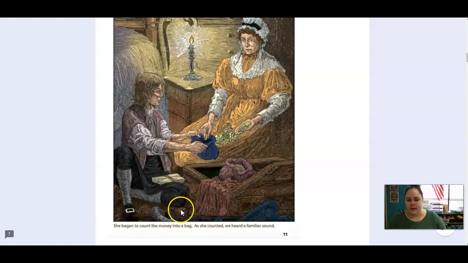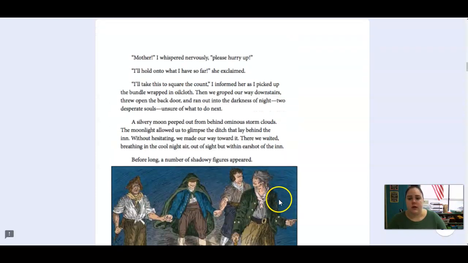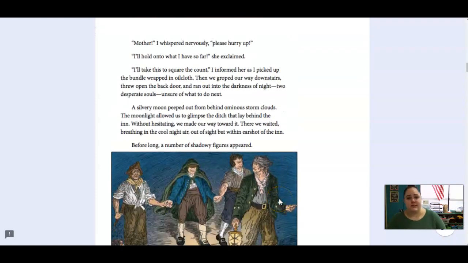She began to count the money into a bag. As she counted, we heard a familiar sound. "Mother," I whispered nervously, "please hurry up." "I'll hold on to what I have so far," she exclaimed. "I'll take this to square the count," I informed her as I picked up the bundle wrapped in oilcloth. Then we groped our way downstairs, threw open the back door, and ran out into the darkness of night.